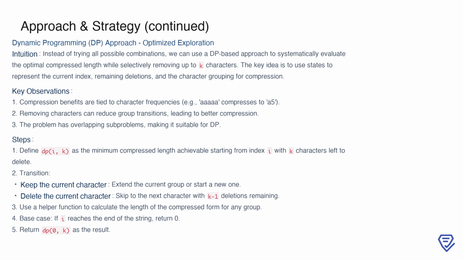The base case is straightforward. If we process the entire string, the result is 0 since no characters remain. Finally, the solution is found by evaluating dp(0, k). This structured approach avoids trying every possible combination, making it much more efficient.